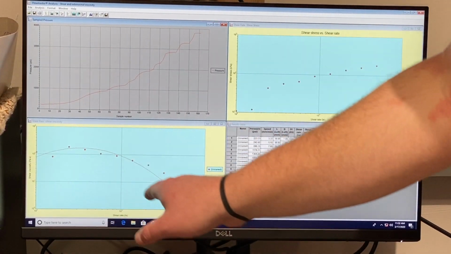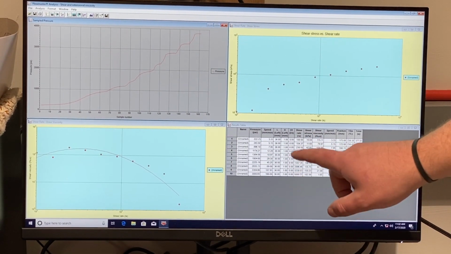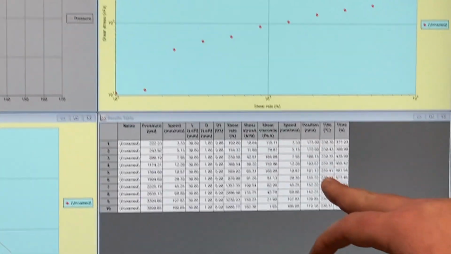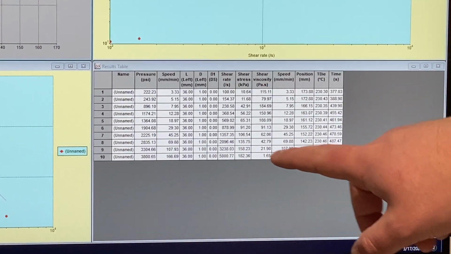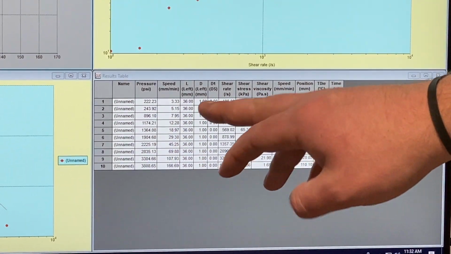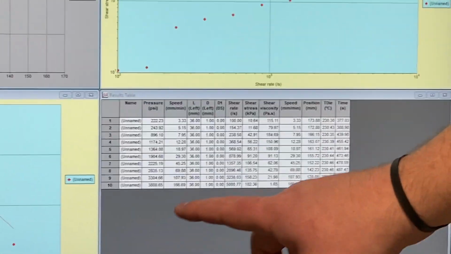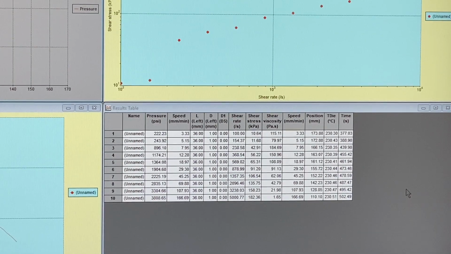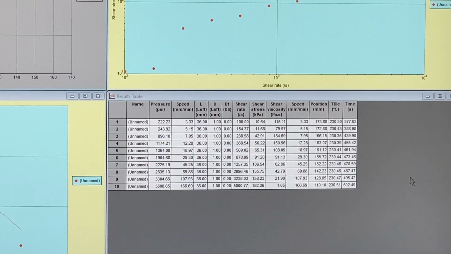Here we have our general downward slope. Here we have a general upward curve. And here we also have our pressure. Essentially, we just have our pressure, shear stress, shear rate, and shear viscosity at each speed that it was going at, so 3.33 or 5.15, all the way up to our 167, as well as the time that had occurred during the test.